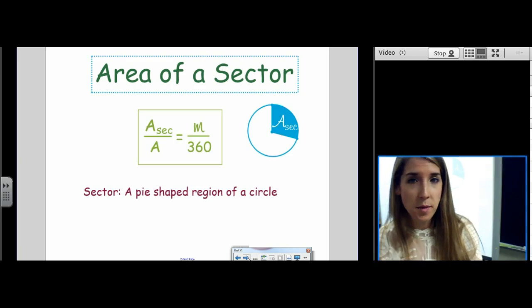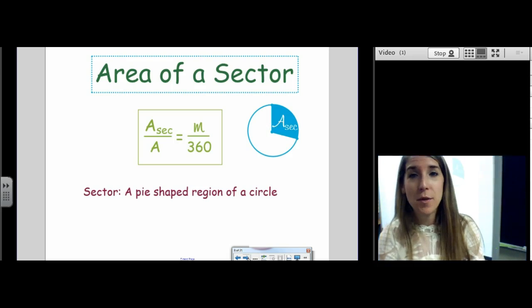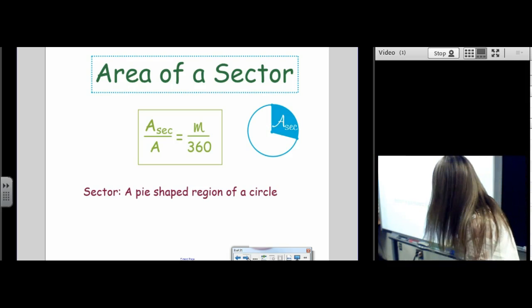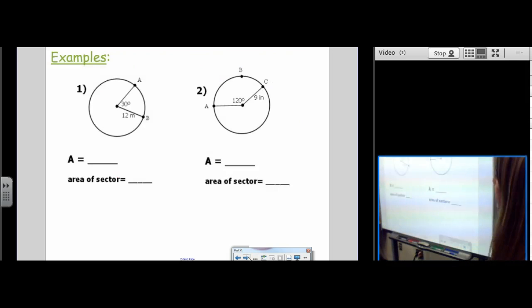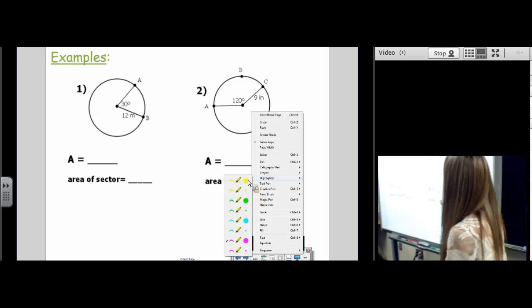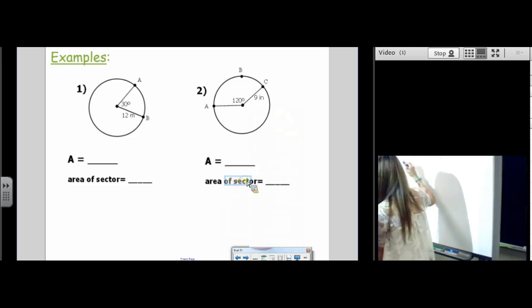These are not on your formula chart, so technically you're memorizing them. But remember, if you just know the common sense of it, part over whole equals part over whole, then you're not really memorizing anything. Okay. Why not try some? So we're going to find the area of this sector. Let me highlight it so it looks prettier, like we're actually finding the area of something shaded.